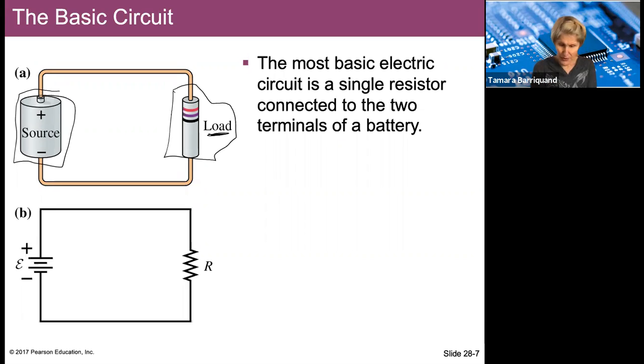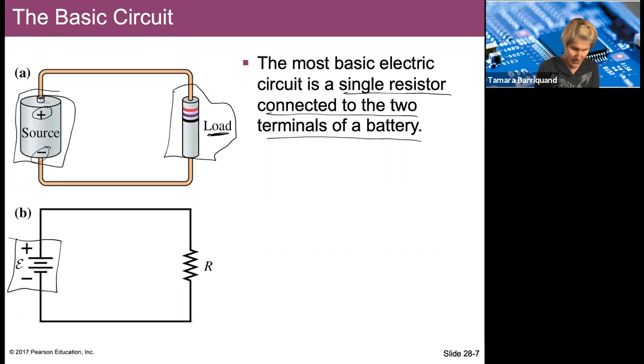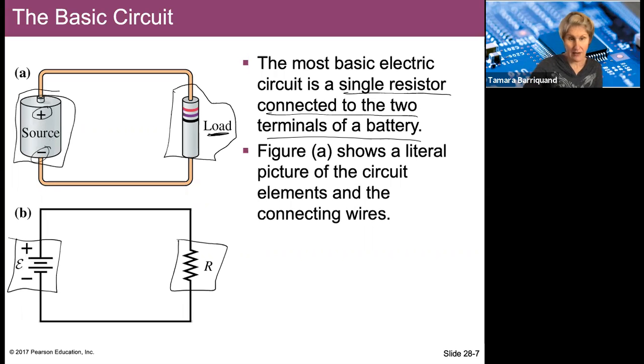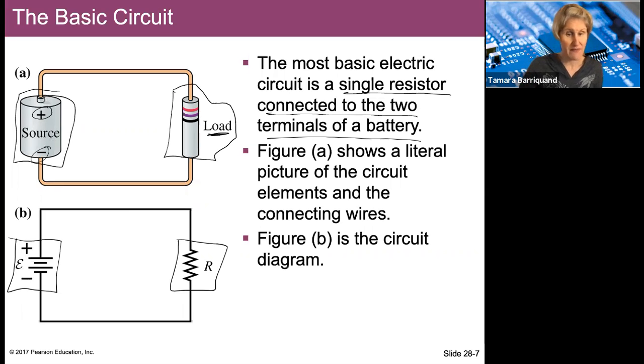So it could be a light bulb or it could be a resistor. Here, the most basic electric circuit is a single resistor connected to two terminals of a battery, so connected to the positive and the negative terminal. And here is what that circuit diagram would look like. Here is our battery, and here is our resistor. Figure A shows the literal picture, the schematic of the circuit elements and the connecting wires. And figure B is the circuit diagram.